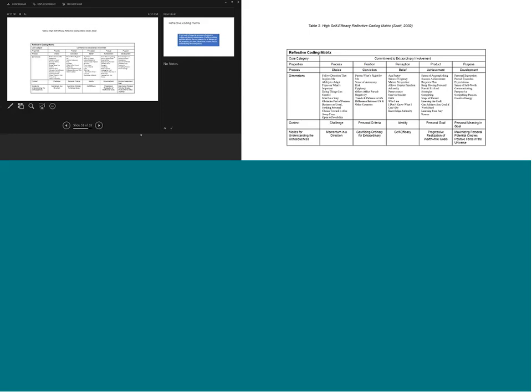And the processes that helped understand those properties were choice, conviction, belief, achievement, and development. And then the dimensional range, the codes that really help support that, you could all see that. This is where she's putting in things that really talk about it. And then the context: challenge, personal criteria, identity, personal goal, personal meaning.